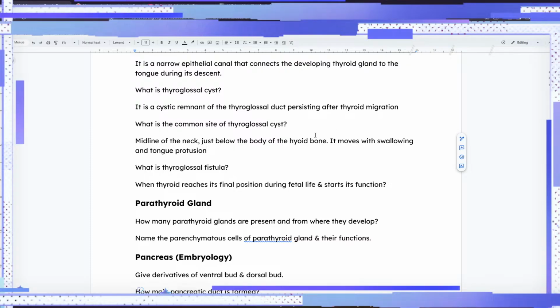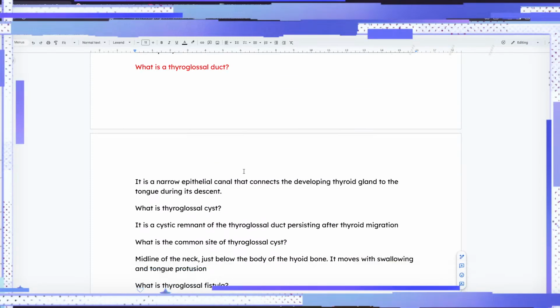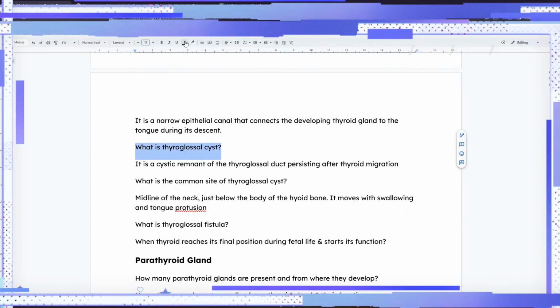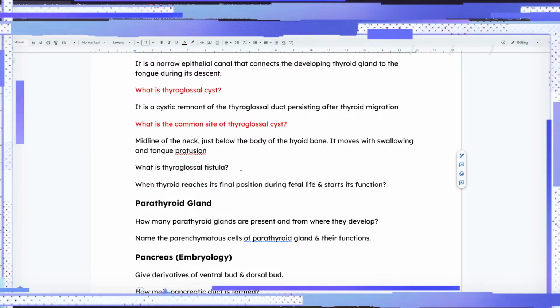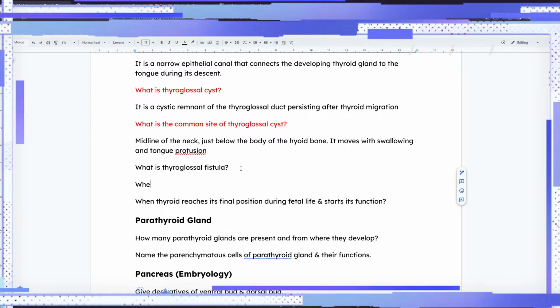So the thyroglossal duct is a narrow epithelial canal that connects the developing thyroid gland to the tongue. But then thyroglossal cysts form if the duct persists. What is a fistula? We didn't answer that. A fistula is when a thyroglossal cyst opens to the skin, forming a fistulous canal.